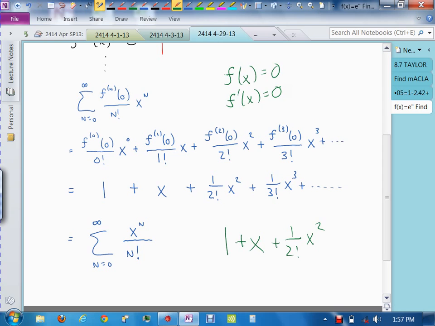E to the x is the only function that is its own derivative, and that when you plug in 0, you get 1. That's what makes e to the x e to the x. It is the only function that exists where it is its own derivative, and f of 0 is 1. You'll never be able to find another function out there, none of them exist, where the derivative is always itself and the function evaluated at 0 is 1.